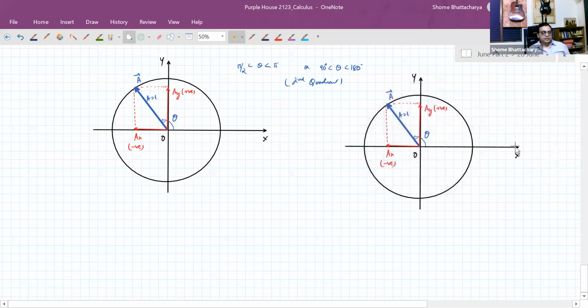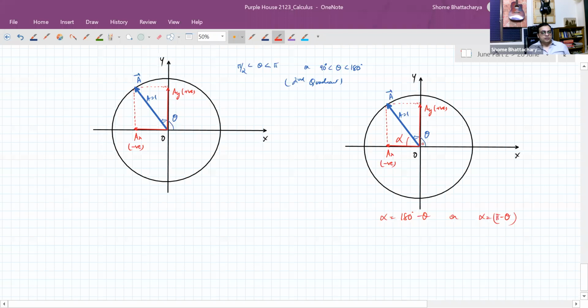Yeah, so if we compare this one, now in this, obviously this angle, let's say that is alpha. So alpha is equal to how much? It is 180 degrees minus theta, or in radians we'll say alpha is pi minus theta.